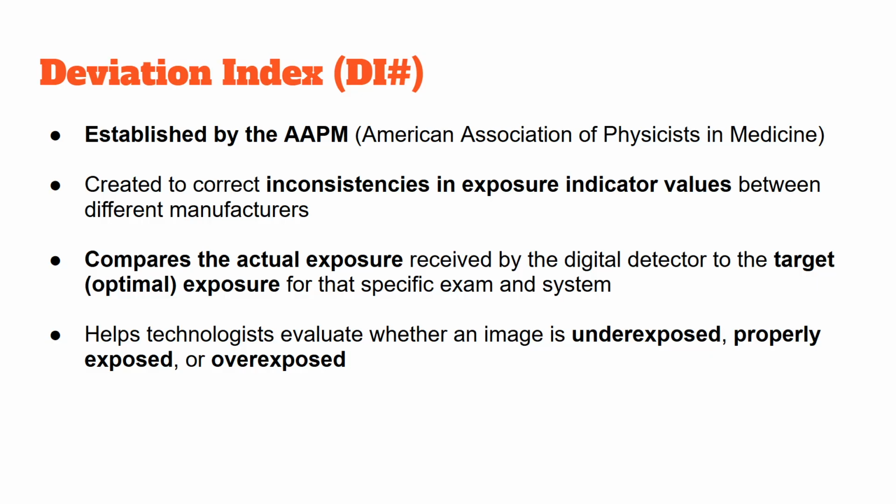We also have now a deviation index, the DI number. This is established by the AAPM, the American Association of Physicists in Medicine. This is created to correct inconsistencies in exposure indicator values between these different manufacturers. This compares the actual exposure received by the digital detector to the target or the optimal exposure for that specific system and exam. This helps technologists evaluate whether an image is underexposed, properly exposed, or overexposed.